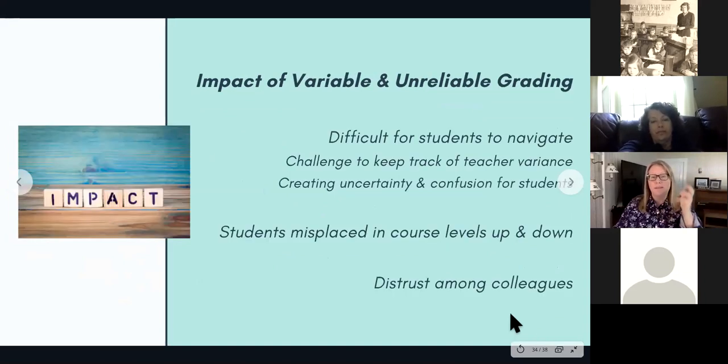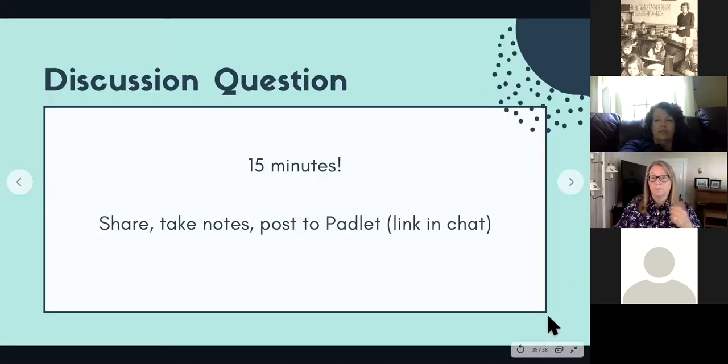And the impact is, it makes it really difficult for students to navigate from one teacher to the next. It's a real challenge to keep track of how the grade system works for different teachers, and it's confusing. Students get misplaced in course levels up or down, and it ultimately creates distrust among colleagues at the same school.